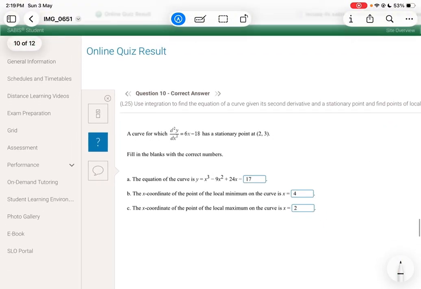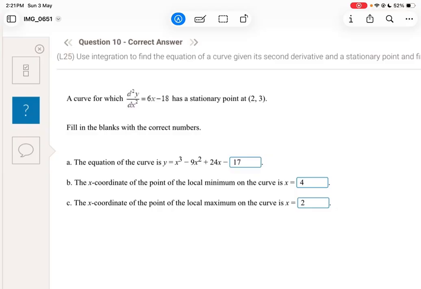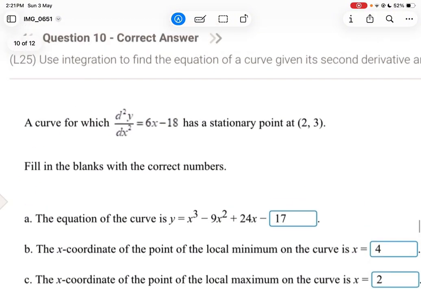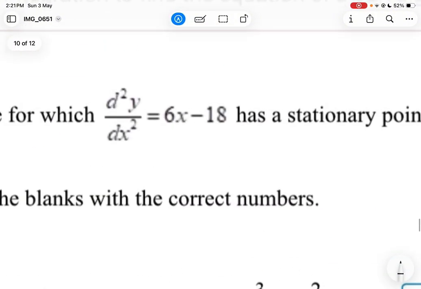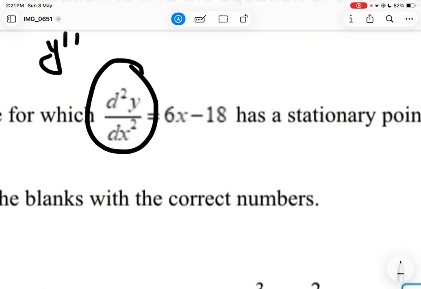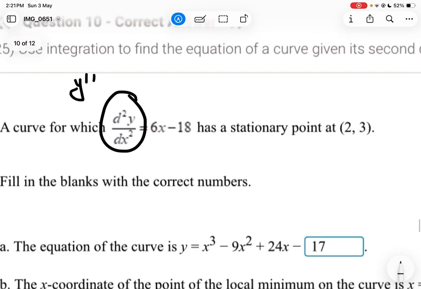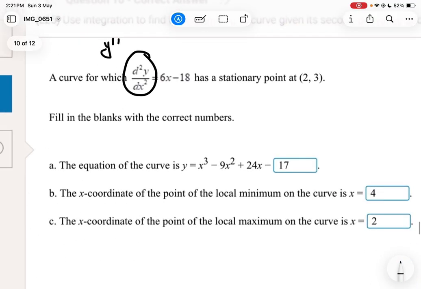Okay, now question number 10. Here they already gave you y prime prime. You know that when they give you this, it's y prime prime, the derivative twice. So now you don't have to do any work, because here they want us to find the equation from the start. You have to do the integral. So let's start by doing the first integral.